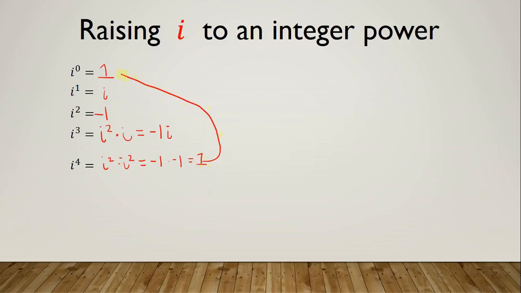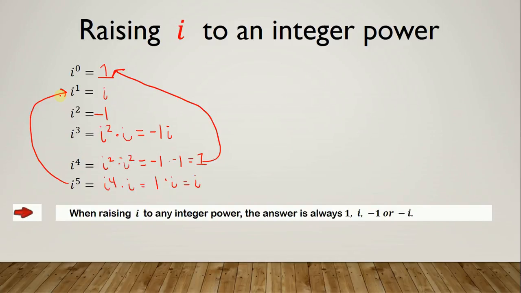That's the same as i to the 0. Interesting. i to the fifth, that would just be an i to the fourth times another i, right? So i to the fourth is 1 times another i. Well, that's just i. So i to the fifth is the same as i to the first. Interesting. Well, this is going to continue to happen, guys.